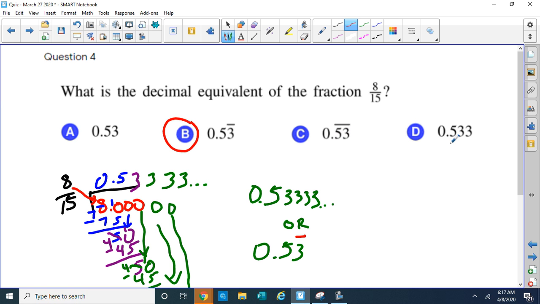Now I look at D. There's a 5 and just 2 3s, but I notice it stopped. The 3s, we kept dividing because we kept getting a remainder of 5. So this stopped right here. So that's why D is no good, because they stopped right here. The 3 kept repeating. So that's why D is no good. And A, same reason. So choice B would be our answer.